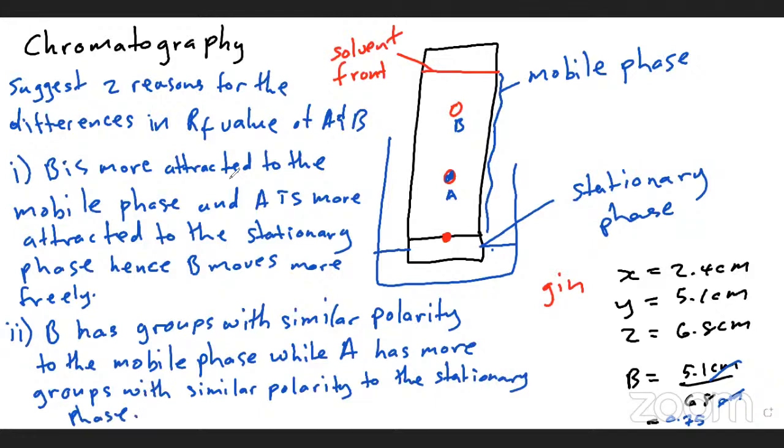All right, so for any form of chromatography, that is the principle on which we basically separate them: the affinity of the components for the mobile phase and the stationary phase. Each component will have a different affinity for the mobile phase versus the stationary phase. So any component that has a higher affinity for the mobile phase will move with the mobile phase more freely.